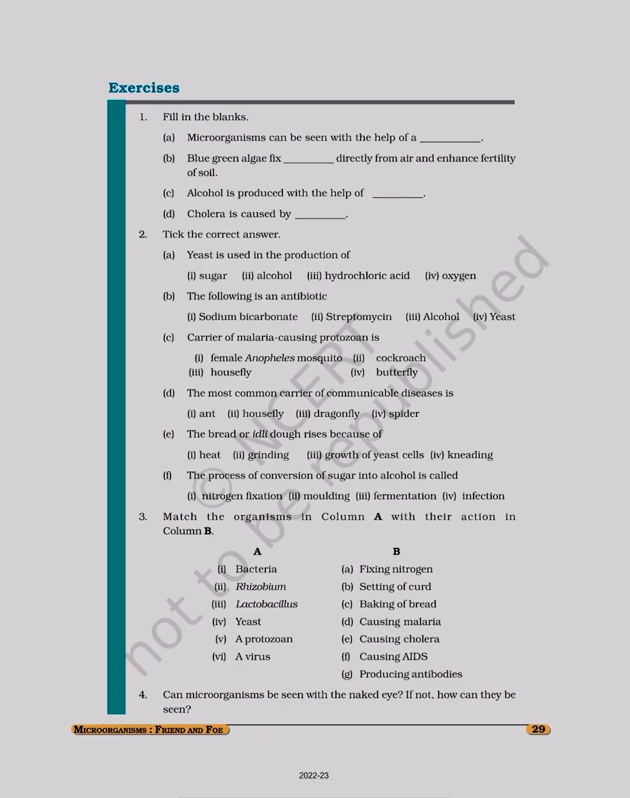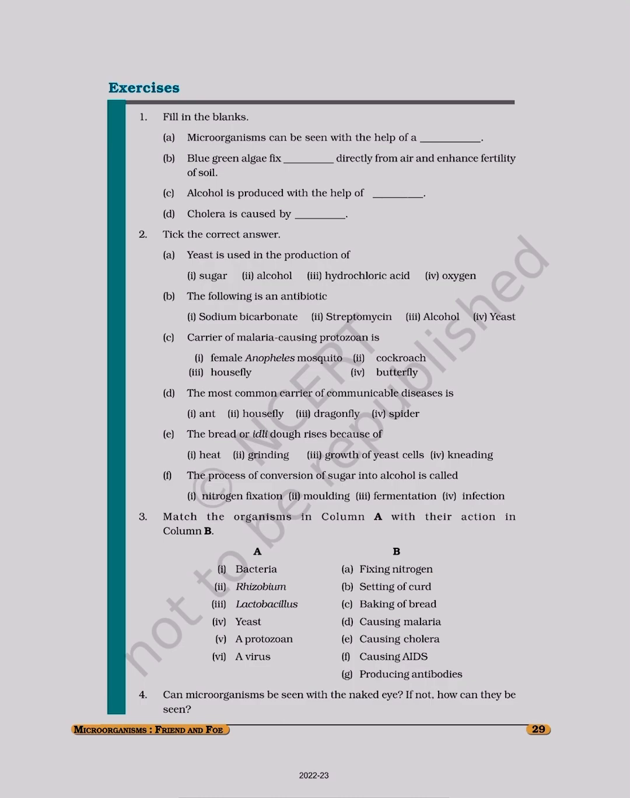Exercises. Fill in the blanks. First, microorganisms can be seen with the help of a dash. Second, blue-green algae fix dash directly from air, enhancing fertility of soil. Next, alcohol is produced with the help of dash. Cholera is caused by dash.